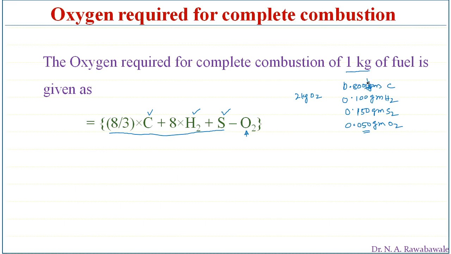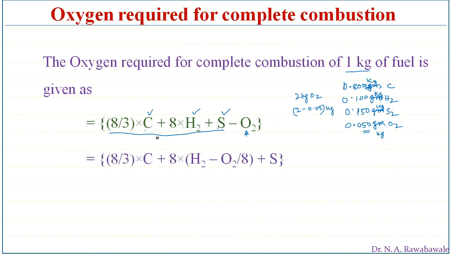800 grams means 0.8 kg, 100 grams means 0.1 kg, 150 grams means 0.15 kg. So this is in kg. 50 grams is nothing but 0.05 kg. 150 grams is 0.15 kg. So now, 2 kg of oxygen is actually required to burn this fuel for carbon, hydrogen and sulfur. Oxygen already present in the fuel is subtracted, so 2 minus 0.05 kg of oxygen is required, say for example. Now we will see this by rearranging the above equation.